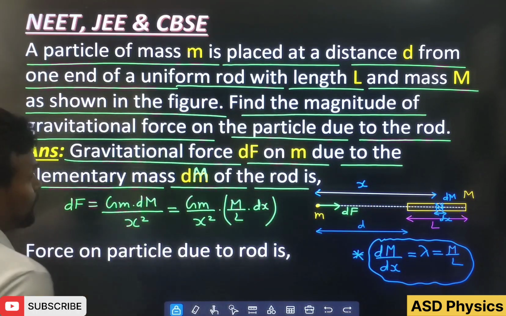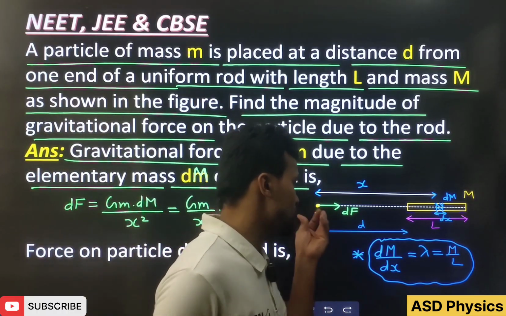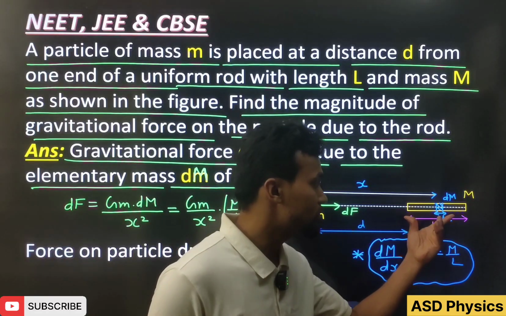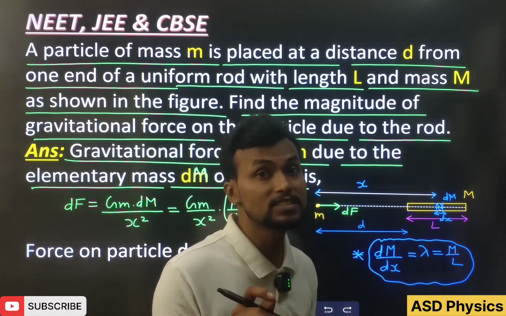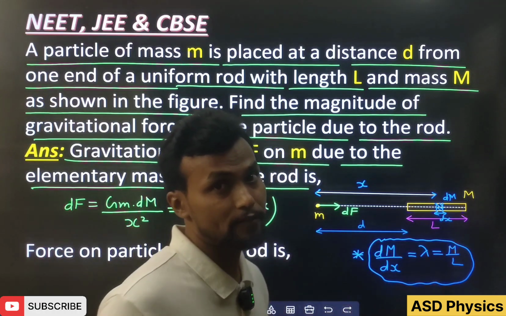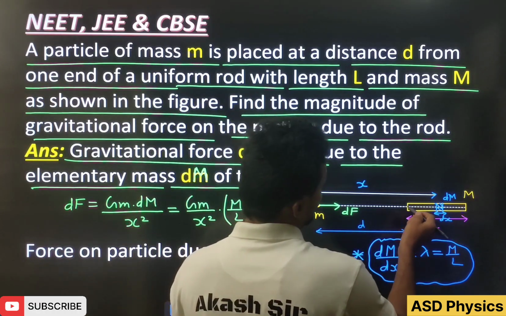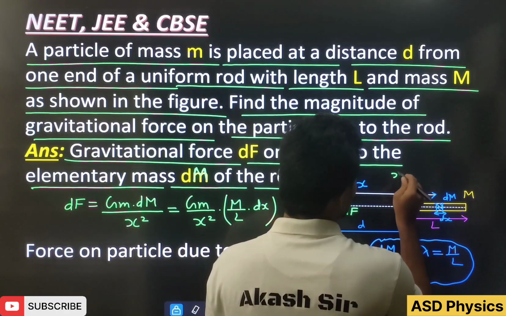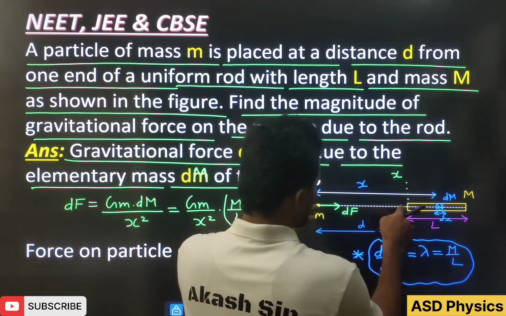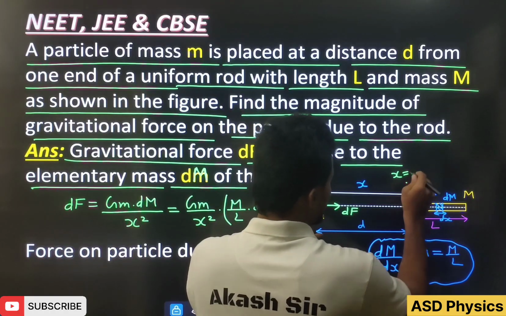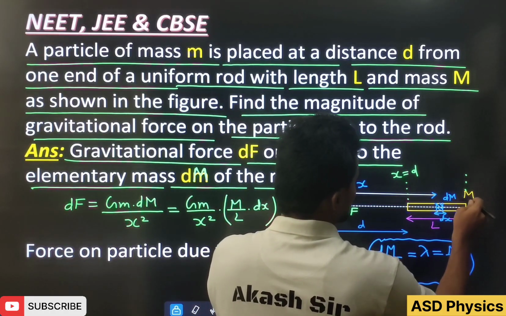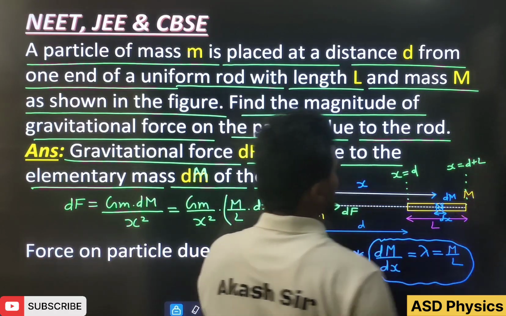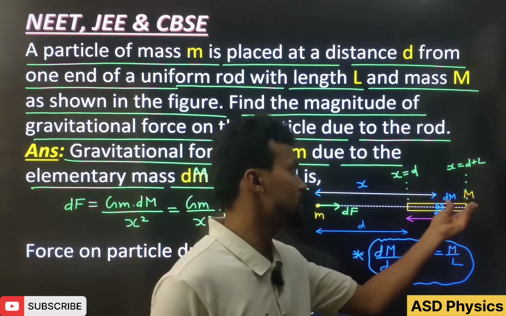Now we have found the force on mass small m due to a very small elementary particle, just like a point mass. But what we want to calculate is for the complete rod. So in this situation we have to do the integration, we have to cover the mass from here to here. Remember that here the limits will be there. The distance is starting from here, so x will be d, one end. And at the other end, this is d, this is L, so this will be d plus L. So the limits of integration will be x equal to d to d plus L.